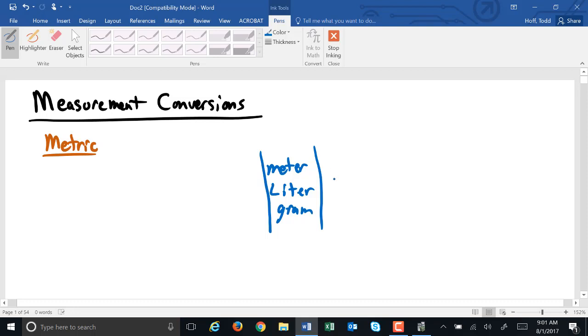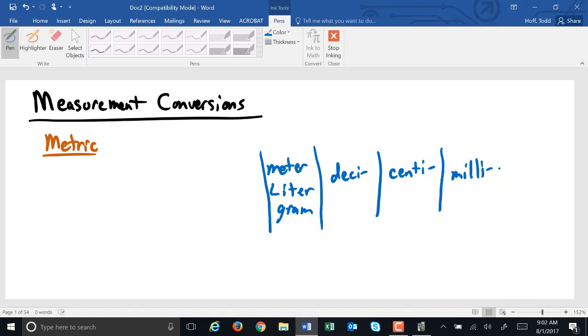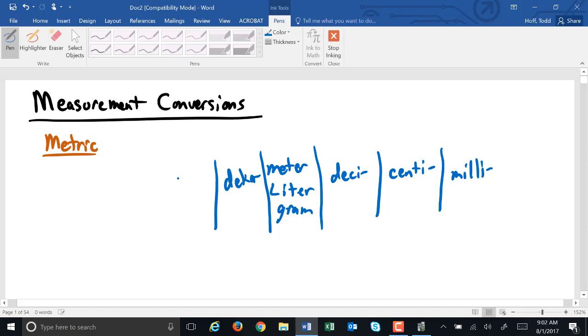And as they get smaller, remember it's deci, then centi, then milli. And then it would skip up to the millionth would be micro, and the billionth would be nano, and it would keep going. Getting larger, we have deca for 10, 100 is hecto, and 1,000 is kilo.